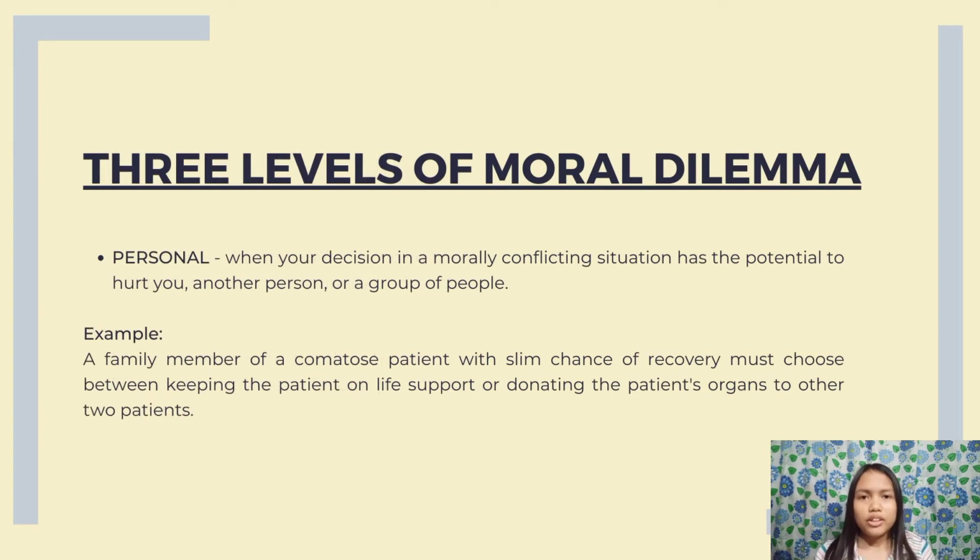And there are three levels of dilemma. First is personal dilemma. This is when your decision in a morally conflicting situation has the potential to hurt you, another person, or a group of people.